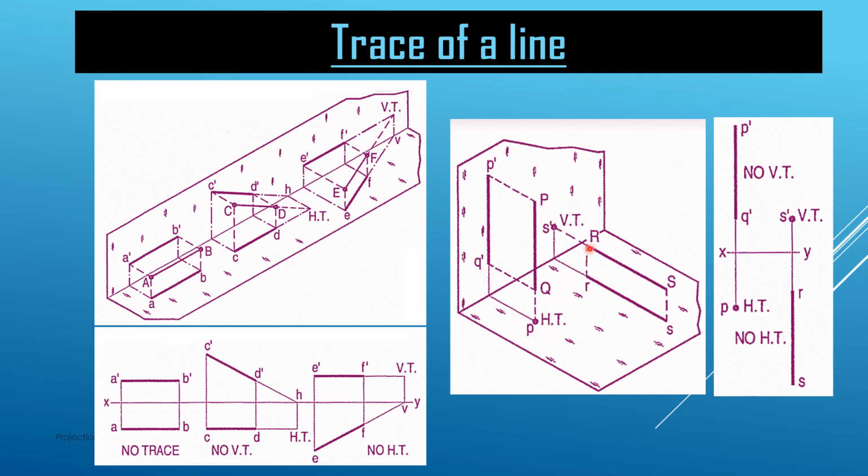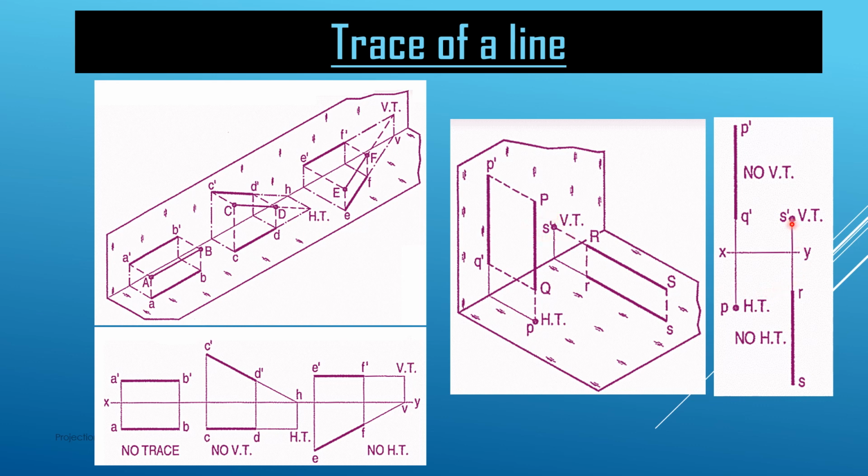Similarly, if we have a line RS which is perpendicular to the vertical plane and parallel to the horizontal plane, we get the projection RS on the HP, and if we see from here, the R and S points are coinciding. But the S point is the first one, so it is visible as S here. R dash S dash is the projection of this line on the vertical plane, and because this line is intersecting at this point S dash, which is the same as the vertical projection of the point, this S dash is the vertical trace of this line.